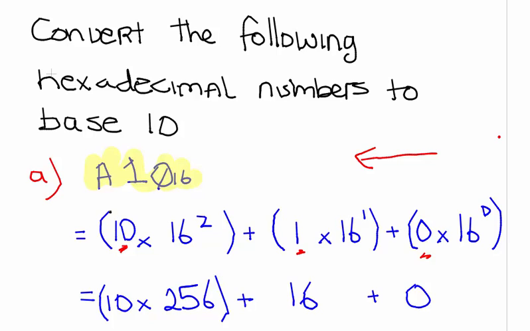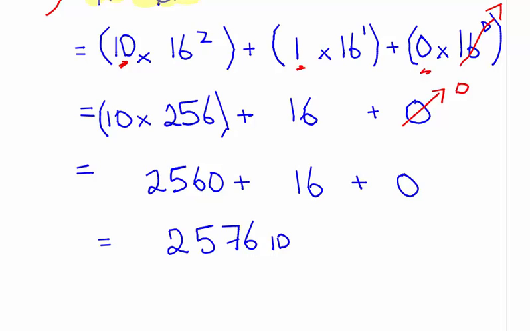So in this case, essentially what we do is add all of these terms together. So 10 times 16 squared plus 1 times 16 to the power of 1 plus 0 times 16 to the power of 0. 16 to the power of 0 is going to be 1 in each case, and 0 times 1 just gives us 0, so we don't really have to worry about that one. So A is 10, and 10 by 16 squared is 10 by 256, which is 2,560, and we have 16 here. Altogether, when we add that all up, plus the 0 there, we have 2,576 base 10.